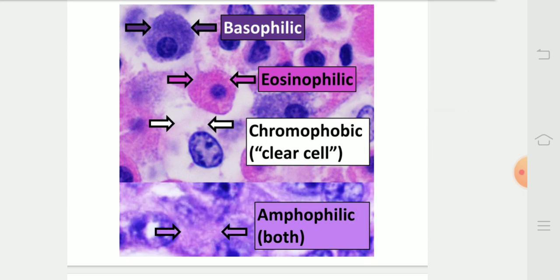In this diagram, we can see that on adding eosin, the protein becomes a cation, whereas on adding hematoxylin, the protein becomes an anion.